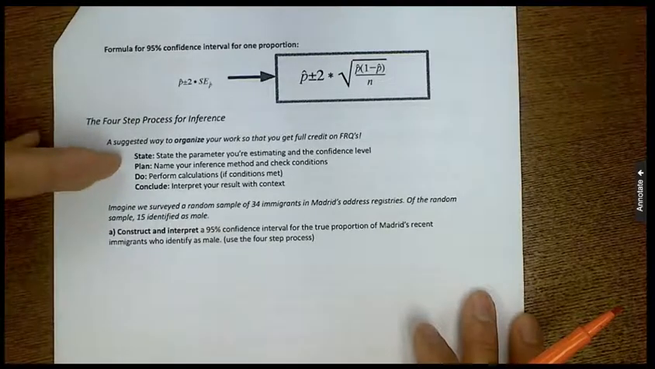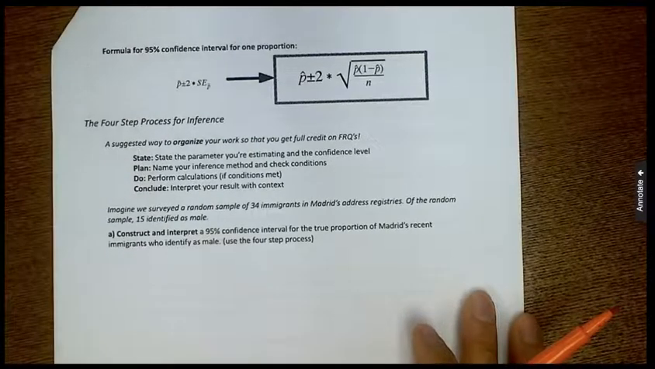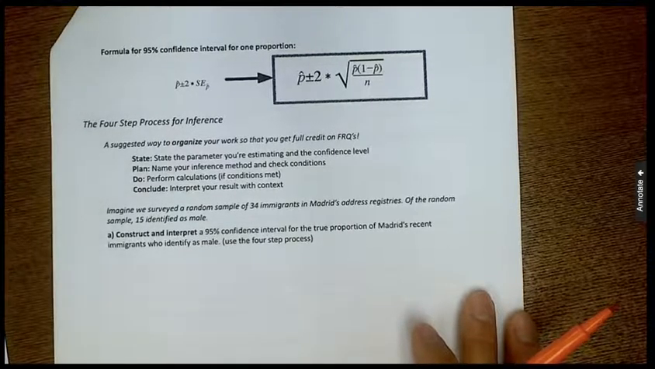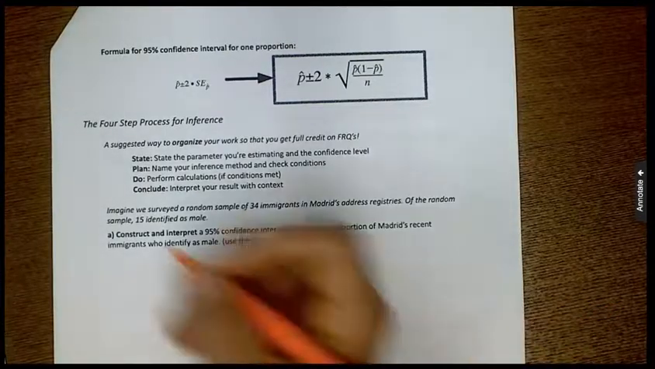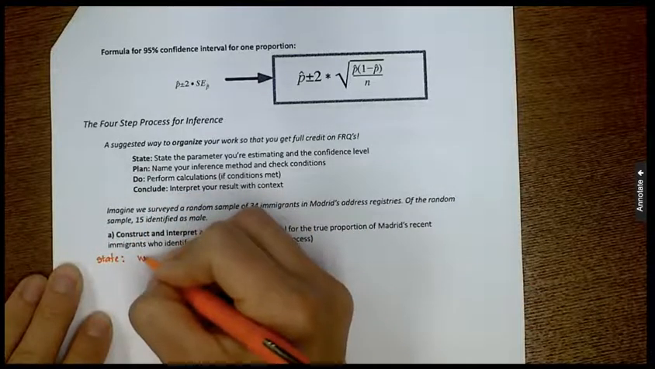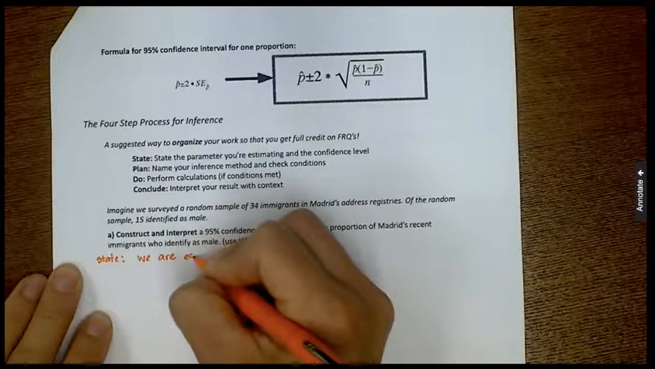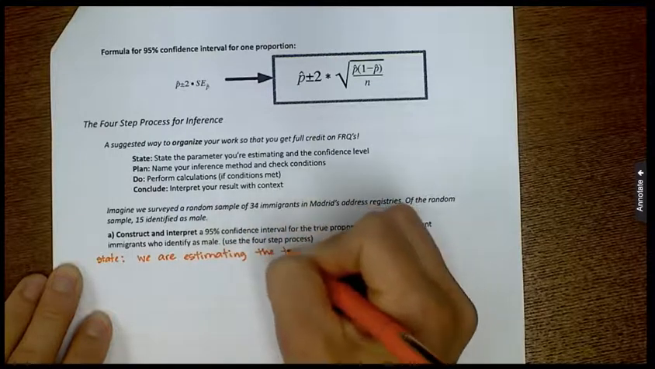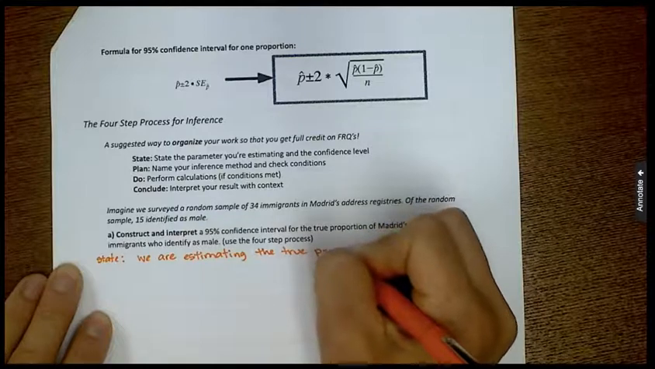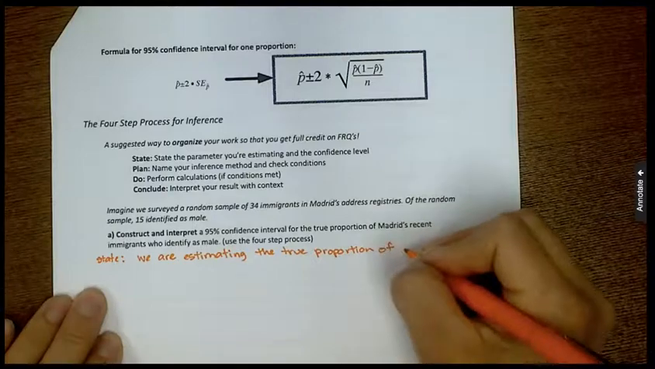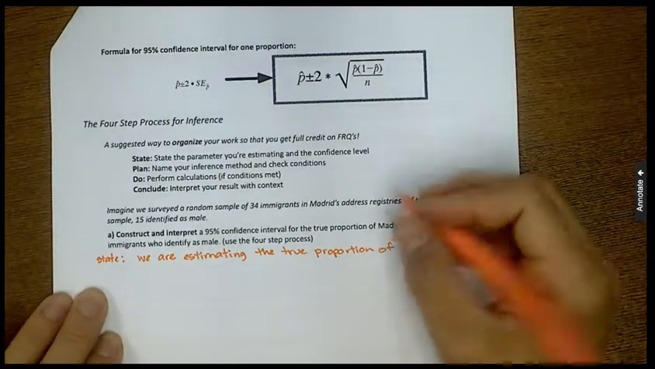Then you want to plan, so name your inference method or what conditions you are checking. Then you're going to do the calculations. And then you're going to conclude, which is interpret your result. Okay, so for the state part, we are estimating, in this last problem we did, the true proportion of Madrid's immigrants who identify as male.